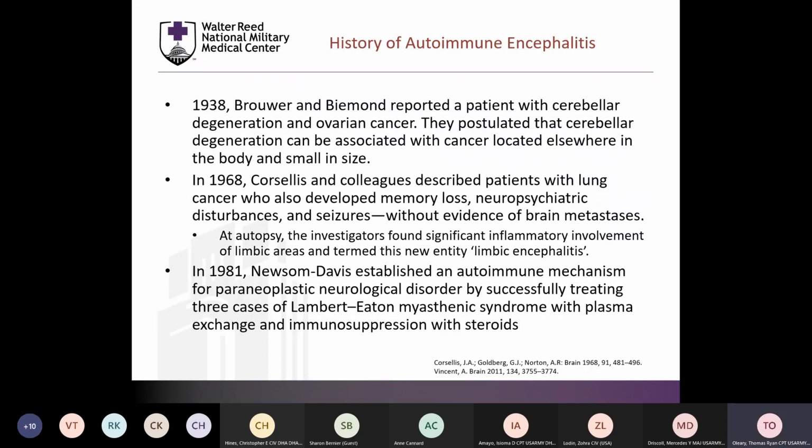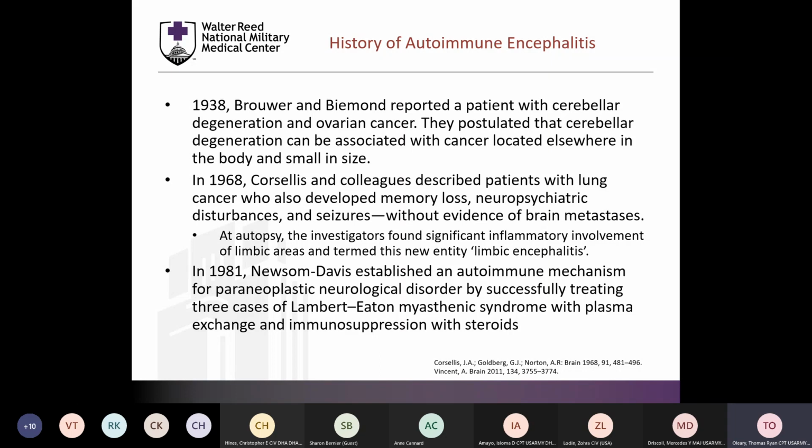The theory was that these patients were symptomatic because the immune system had activated against the tumor, but the tumor was expressing some embryonic antigen or an antigen which was also expressed in the brain. So the immune system targeting the tumor was cross-reacting with brain tissue.